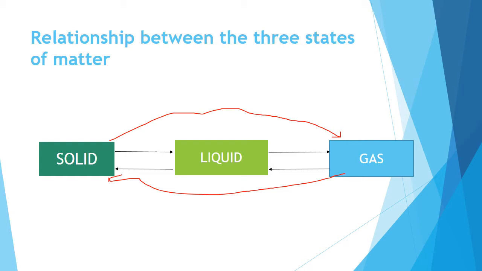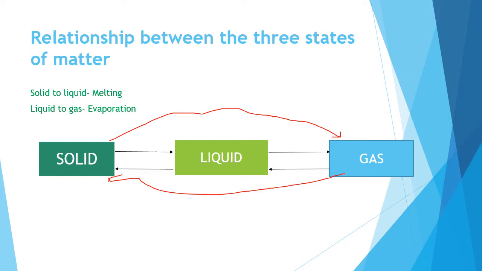So when we are moving from solid to liquid, we use heating, and that process is called melting. Moving from solid to liquid is called melting. And then moving from liquid to gas, it is called evaporation. So evaporation is the change in state from liquid state to gaseous state. That is what we call evaporation.